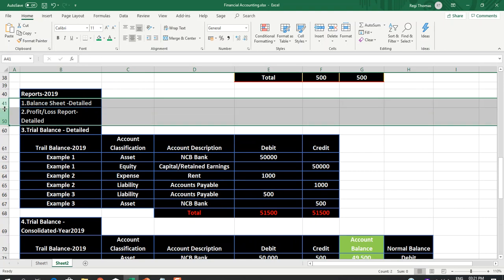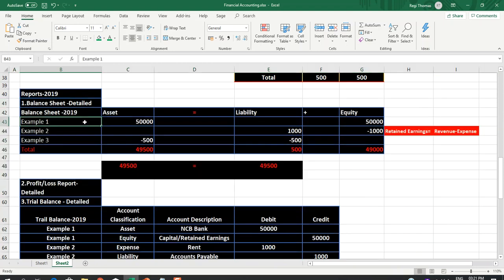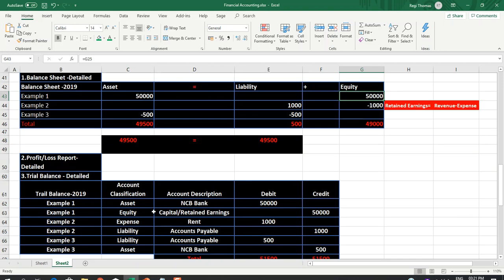So how will it be? Let me show you this. So the balance sheet, if you can see in example 1, I have the asset of 50,000, and the same way I have the equity of 50,000. So the asset is in the bank and the equity is 50,000. In example 2, the liability got affected, and in the same way one expense is incurred in your profit and loss.